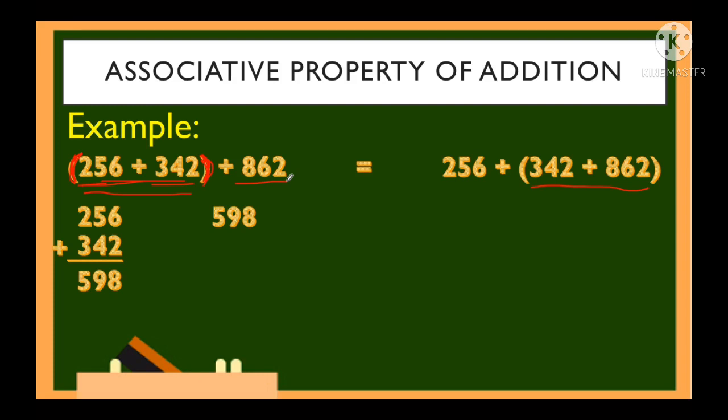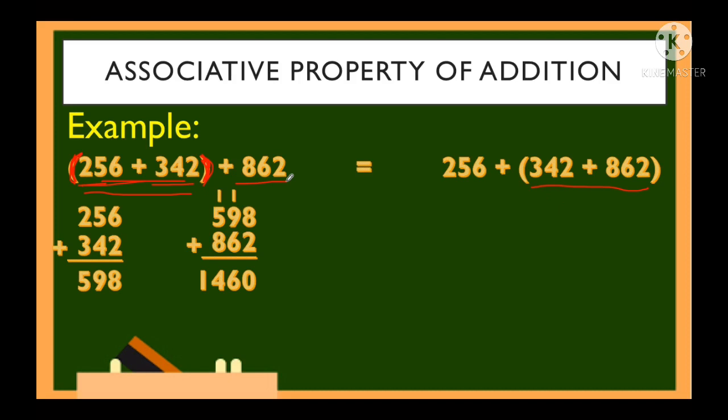So I will copy first 598 here. And then we will add 862. Okay? So 8 plus 2 is 10. Good job. So I will put 0 down here, and then 1 on the top of 9. What is 1 plus 9? 1 plus 9 is 10. 10 plus 6, 16. Very good. So 6 on the lower part and 1 on the top of 5. Now what is 1 plus 5? 6. Correct. 6 plus 8. 14. Very good.